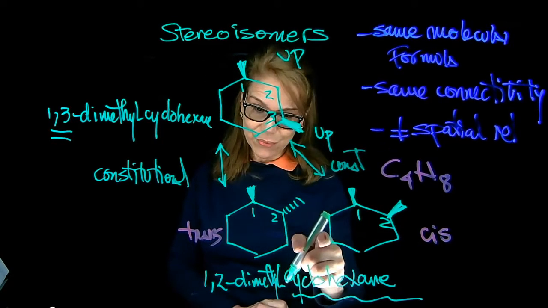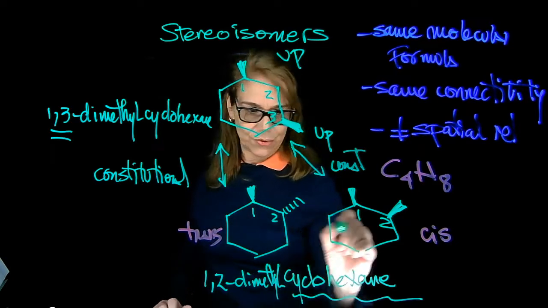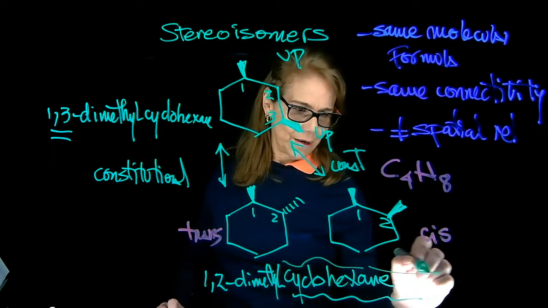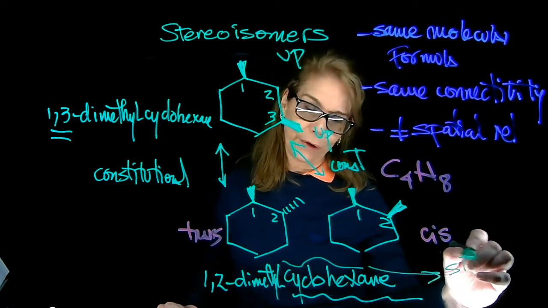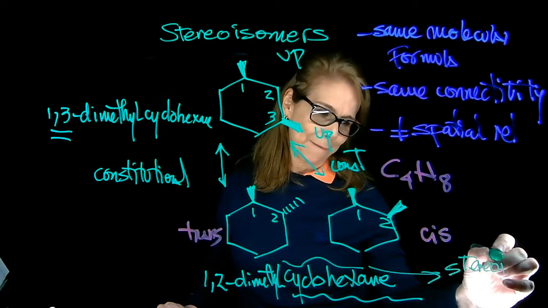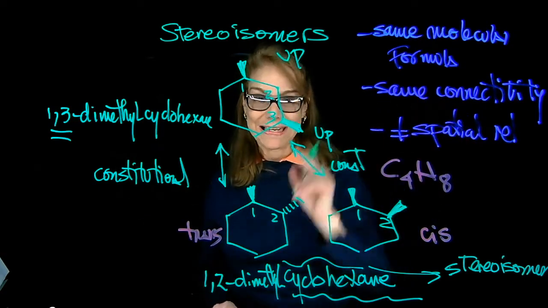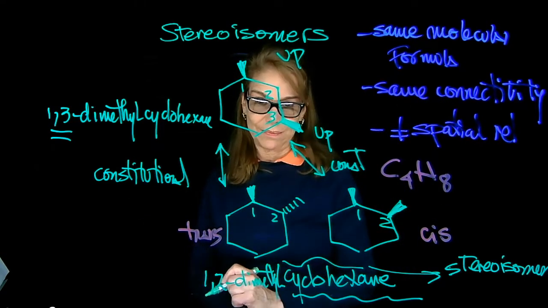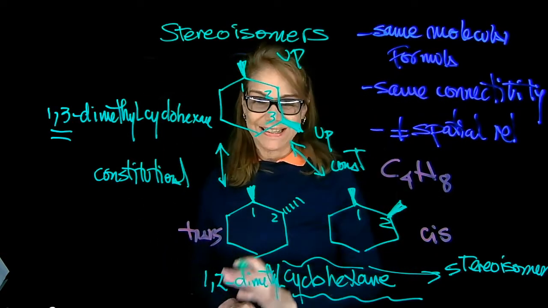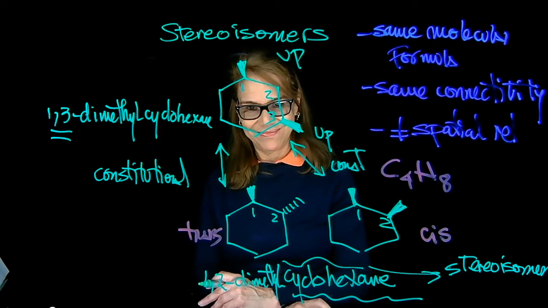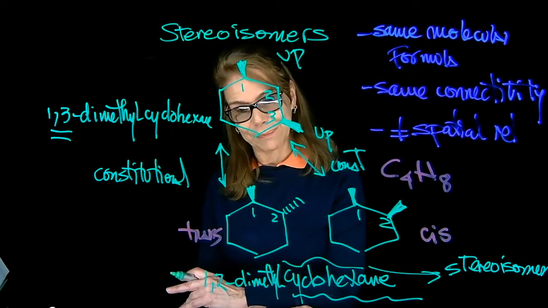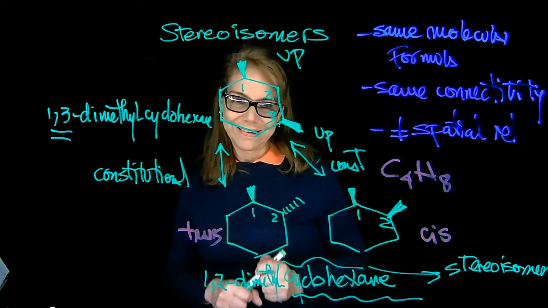And these two, in the bottom, these two here are related as stereoisomers because they have the same molecular formula, same connectivity, 1,2-dimethyl, but different relationship in space of the two groups. We're going to be doing more examples of that and more types of stereoisomers.